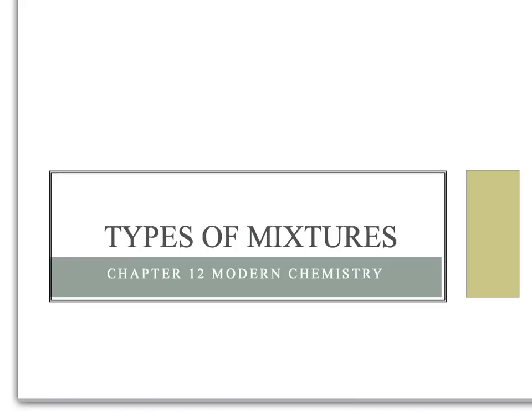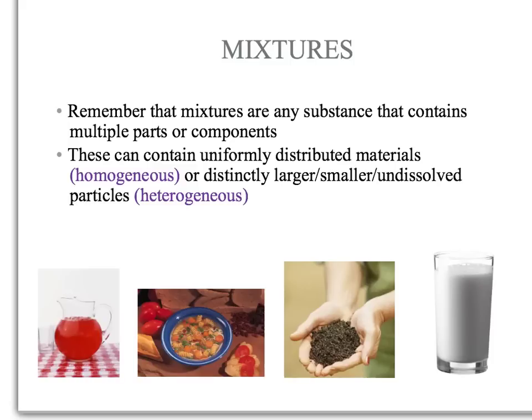This is the first lecture in the Chapter 12 Modern Chemistry book. In this lecture, we are going to be reviewing a little bit about solutions and how they form, and then we're going to be expanding on that knowledge with all the things we've learned about different ionic combinations and ways that compounds form. So to review, remember that mixtures are any substance that contains multiple parts or components.